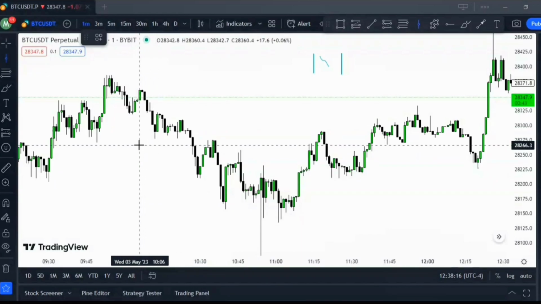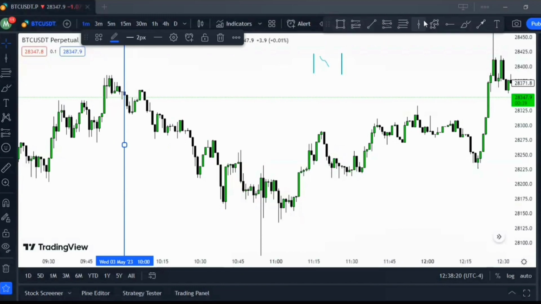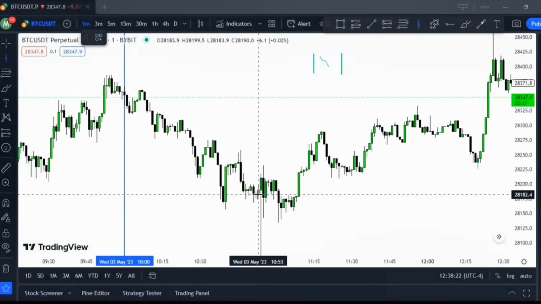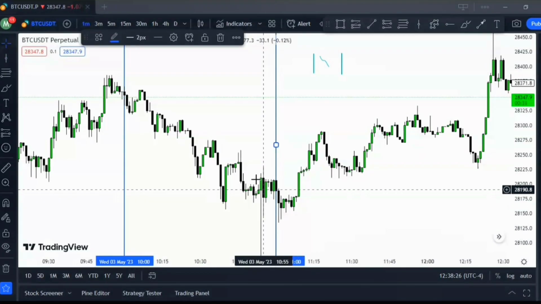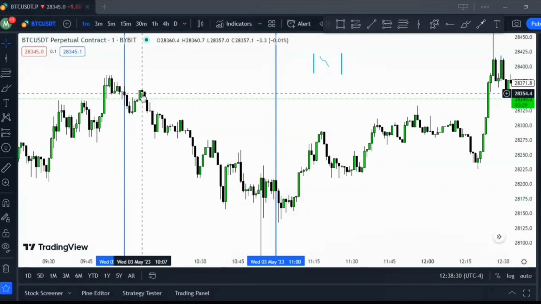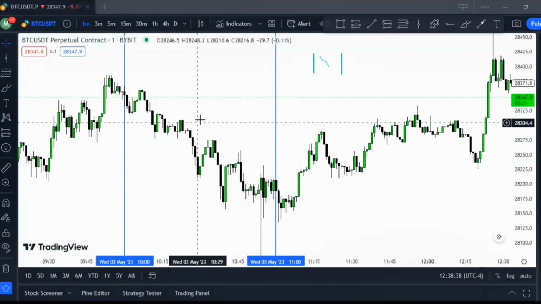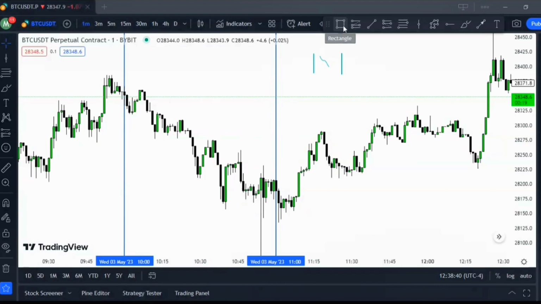So let me draw a vertical line at 10 a.m. Okay, and the next line you have to draw there at 11 a.m. and this is your 11 a.m. So you can see the market is going down. So we have to short the market. But first, we will look for the fair value gap. Once the fair value gap gets filled, we have to short the market. Let's see if it works or not.